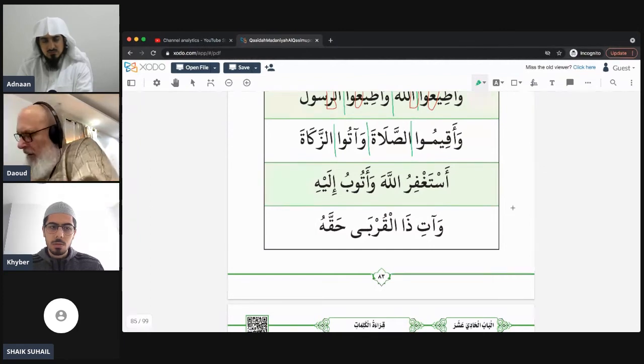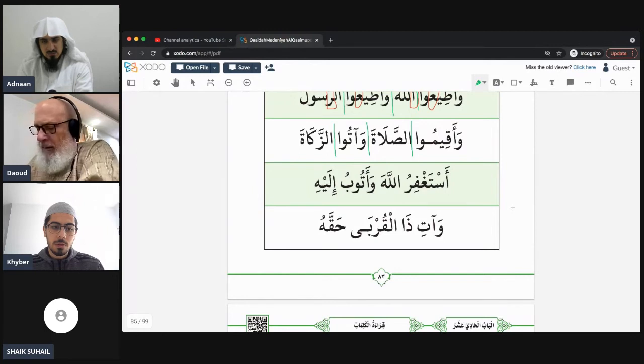Here we go. وَأَقِيمُ الصَّلَاةَ، Assalata, wa'atu az-zakata. Az-zakata. Ahsant. All together. وَأَقِيمُ الصَّلَاةَ وَآتُ الزَّكَاةَ. Ahsant.